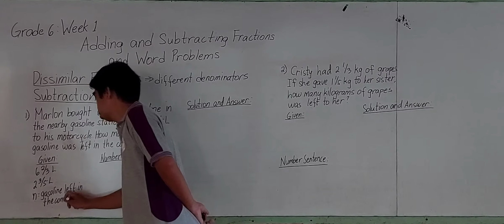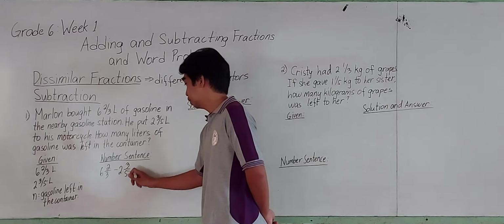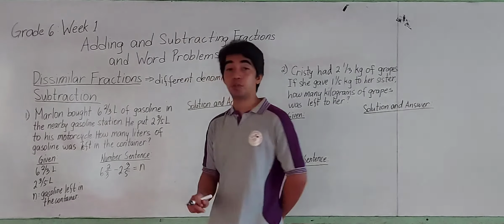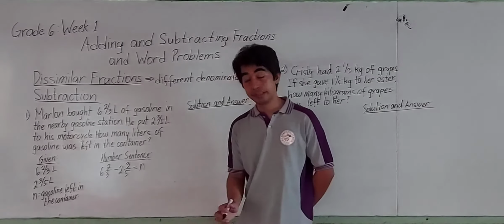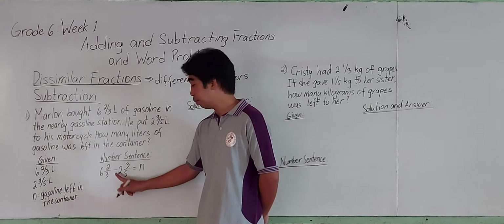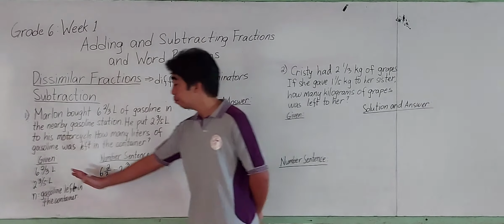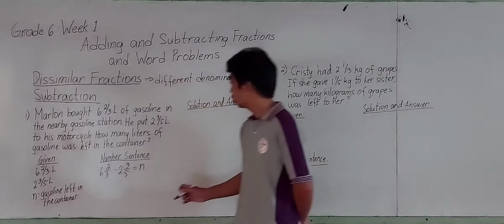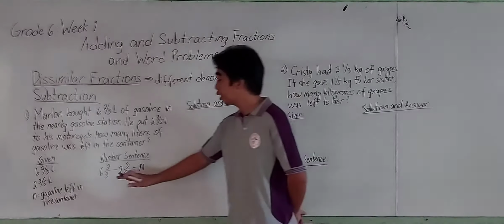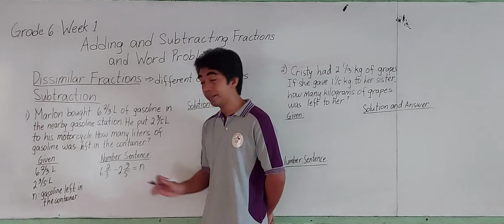After we identify our given, let us construct the number sentence using our given. So we have 6 2/3 minus 2 3/5 equals n. This is our number sentence, 6 2/3 minus 2 3/5, from our given. Now for our solution and answer, we're going to solve our number sentence.